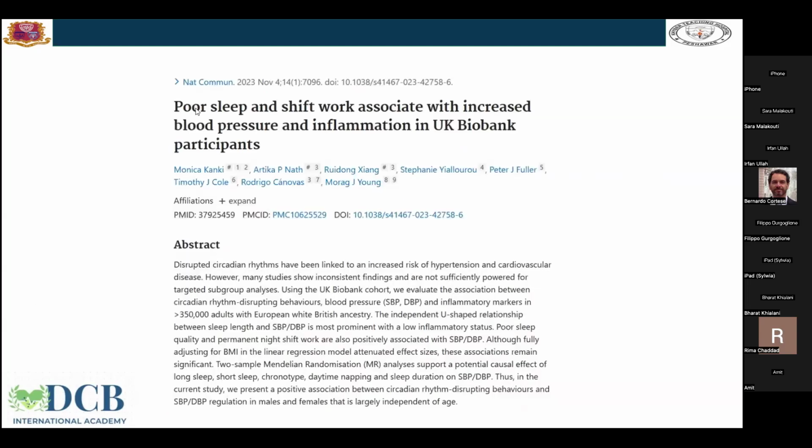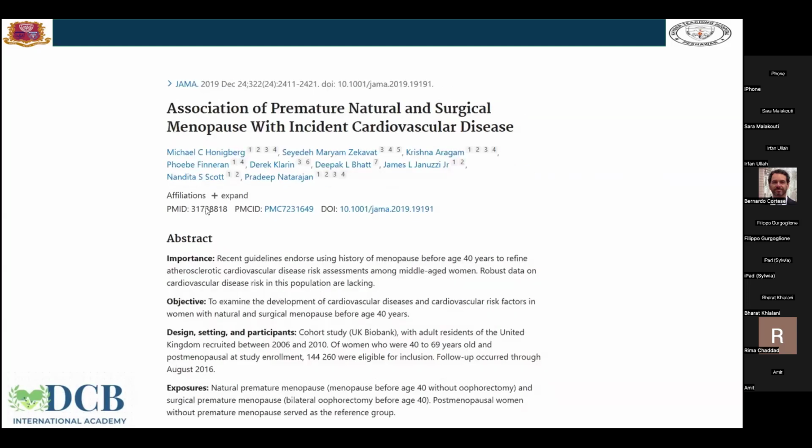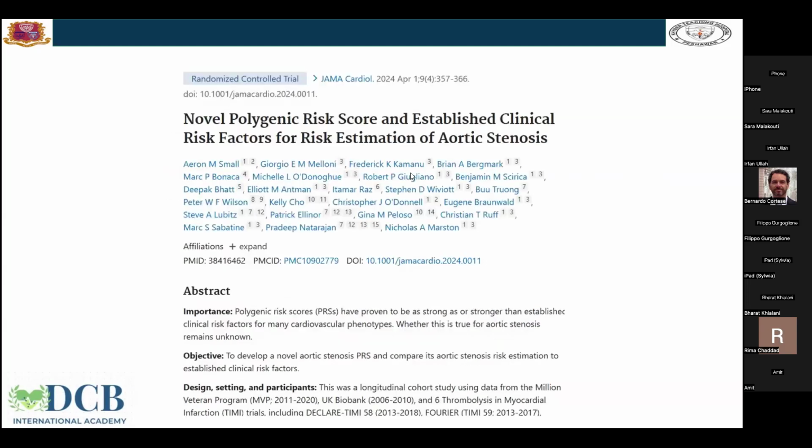So this is one study on sleep and shift work associated with increased blood pressure and inflammation in UK Biobank participants. Association of premature natural and surgical menopause with incident cardiovascular disease.